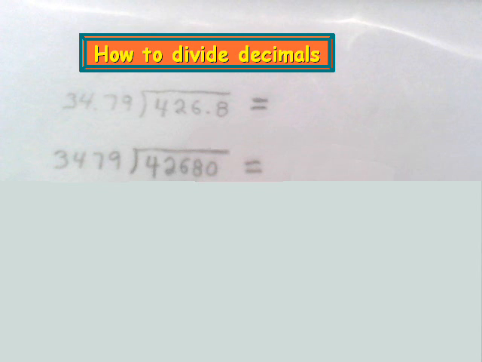Well, we know 3,479 times 1 is going to be 1. So we're going to put that 1 up top there, and we're going to subtract the 3,479 from the 4,268, because this is our longhand division. So we have 8 minus 9, we're going to have to borrow, so it's going to be 18 minus 9 is 9. And since we borrowed, the 6 is going to have to be replaced by 5. 5 minus 7, we don't have enough, so it's going to be 15 minus 7, that's going to be 8.